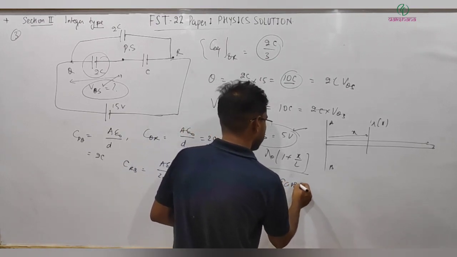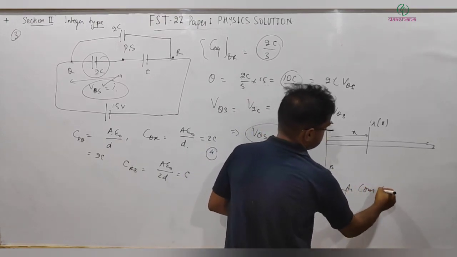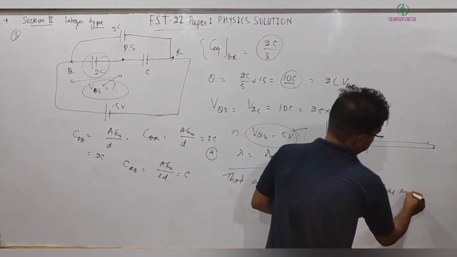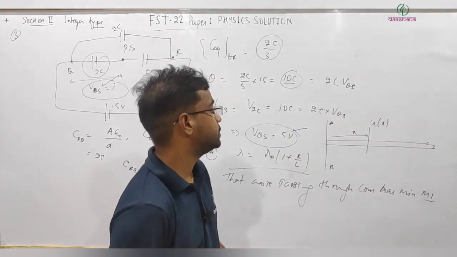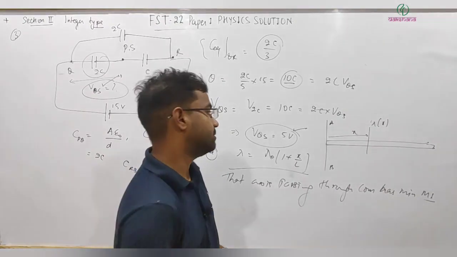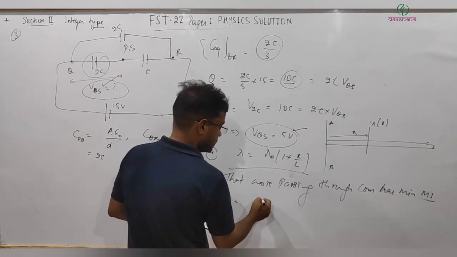passing through center of mass has minimum moment of inertia. So we need to find simply the position of center of mass. That will be our straightforward answer. So we know actually xcm is equal to what?